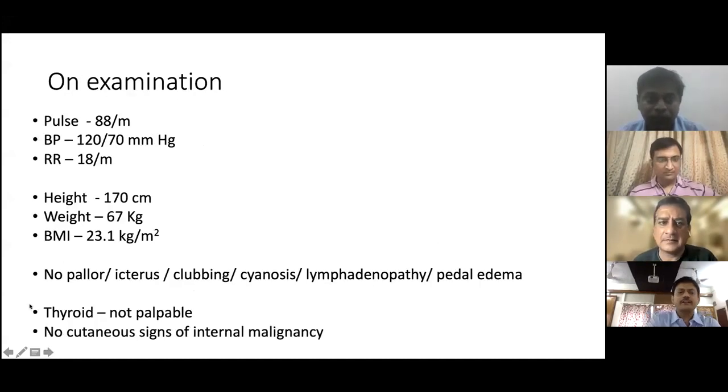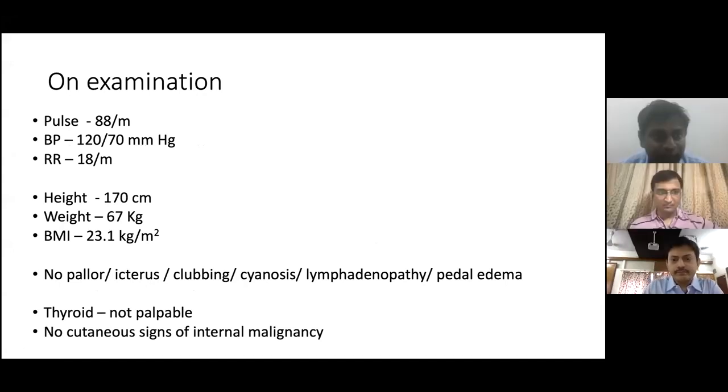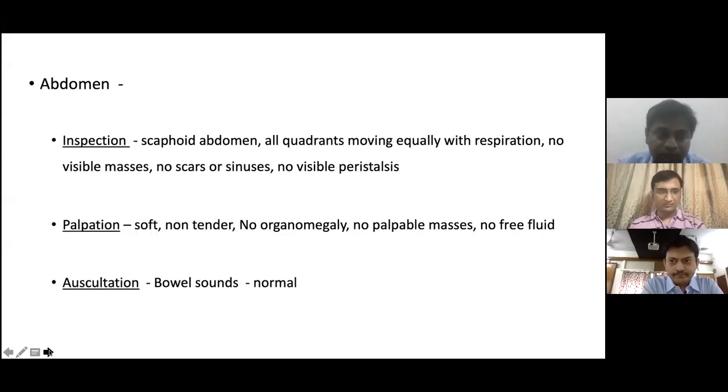Okay, so we'll go to the examination here. On examination, his pulse was normal, BP was 120/70, respiratory rate was normal, height was 170, weight was 67 with a BMI of 23.1 kg per meter square. There was no pallor, icterus, clubbing, cyanosis, lymphadenopathy or pedal edema. There was no thyromegaly and there were no cutaneous signs of internal malignancy.